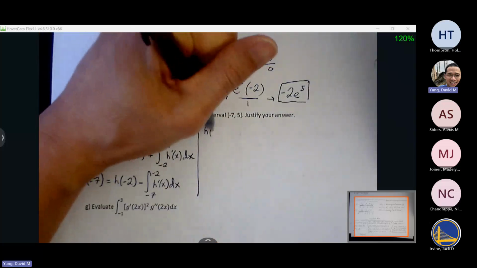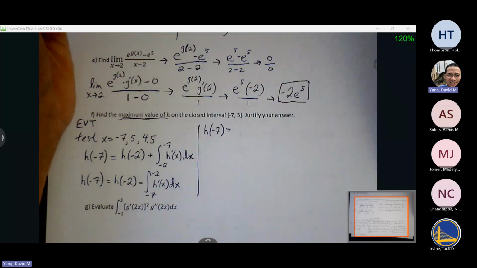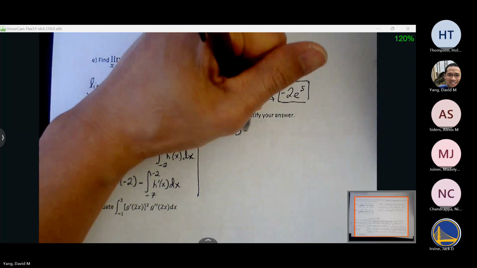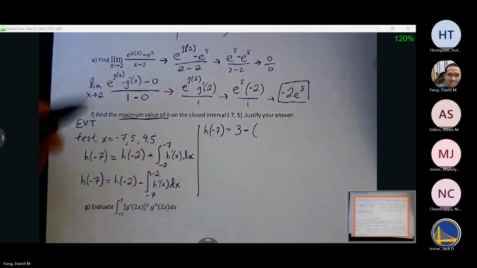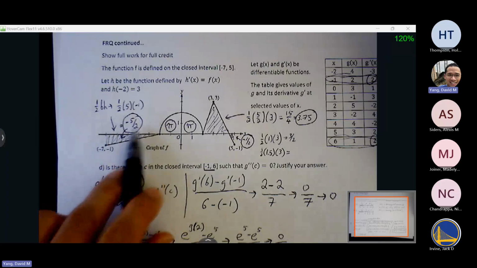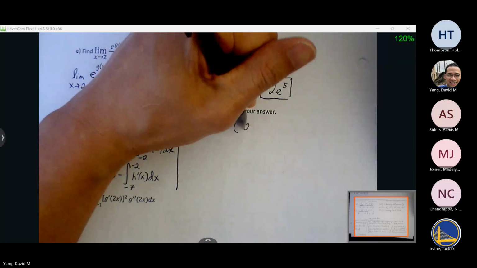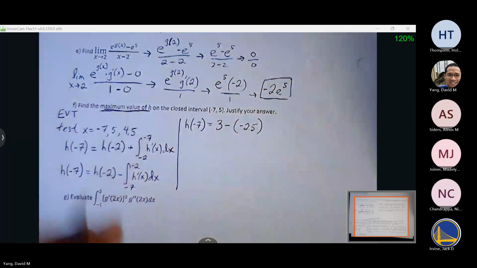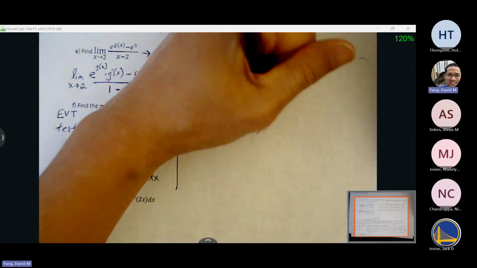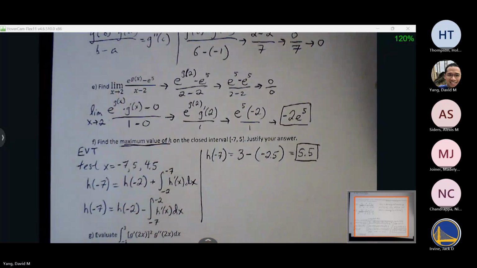Okay, so h of -7 equals h of -2, which is 3, minus, and then we'll go from -7 to -2. So from -7 to -2, that's going to be -2.5. Two negatives make a positive, so I get 5.5. Any questions there?